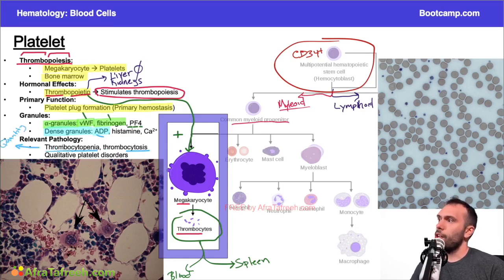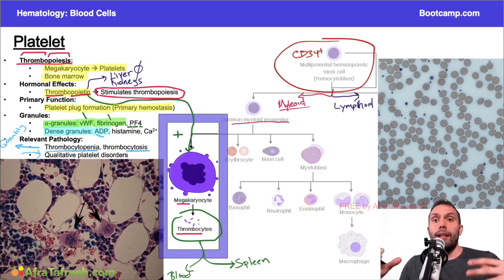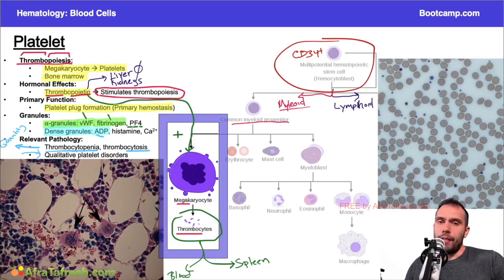So in these situations, we're talking mostly about quantity, but then you can also have issues with the quality of your platelets, right? You can have qualitative platelet disorders. So in other words, you have issues, not necessarily with the number of platelets, but in the way that they function. And then we'll go through some very specific examples of these as we proceed.